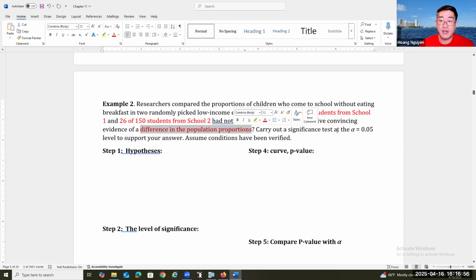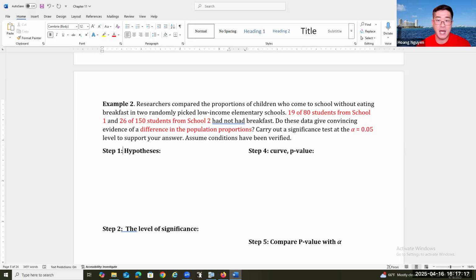Carry out a significance test at alpha equal 5% significance level to support your answer. Assume the conditions have been verified. Okay, that's good. Which means that step number 0 has been checked, so you don't have to worry about step number 0. So let's take a look at the claim again.